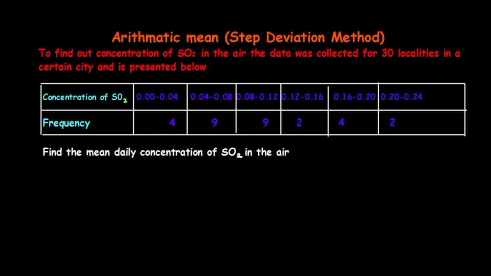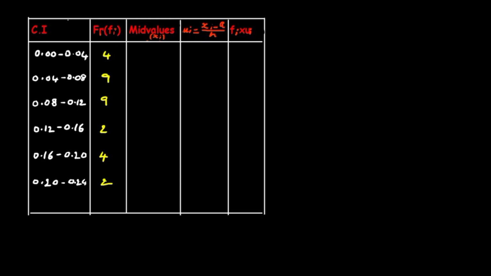Now what is the question here? To find out the concentrations of SO2, meaning sulfur dioxide, in the air, the data was collected for 30 localities in a certain city and is presented below. You can observe the table here. What should we find from this? Find the mean daily concentrations of sulfur dioxide in the air. So let us start our solution.